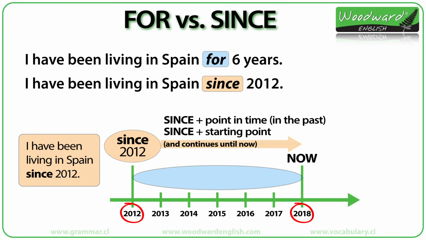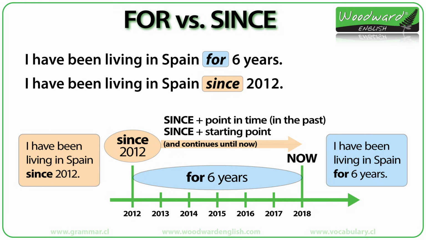Now, what is the period of time between 2012 and 2018? It is a period of 6 years. The duration of time I have been in Spain is 6 years. So I can say, I have been living in Spain for 6 years. We use for with a duration of time.